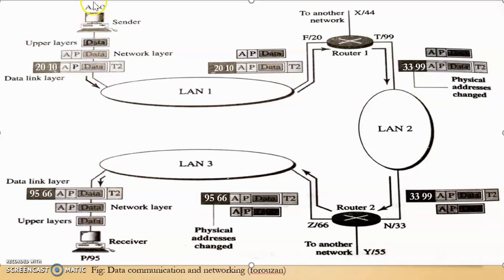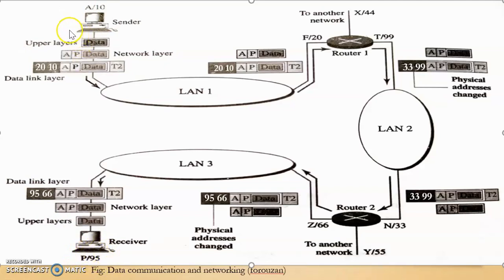So consider the sender's IP address is A and the sender's MAC address is 10. Say suppose the sender with IP address as A and MAC address as 10 wants to send a packet to the receiver having IP address as P and MAC address as 95.